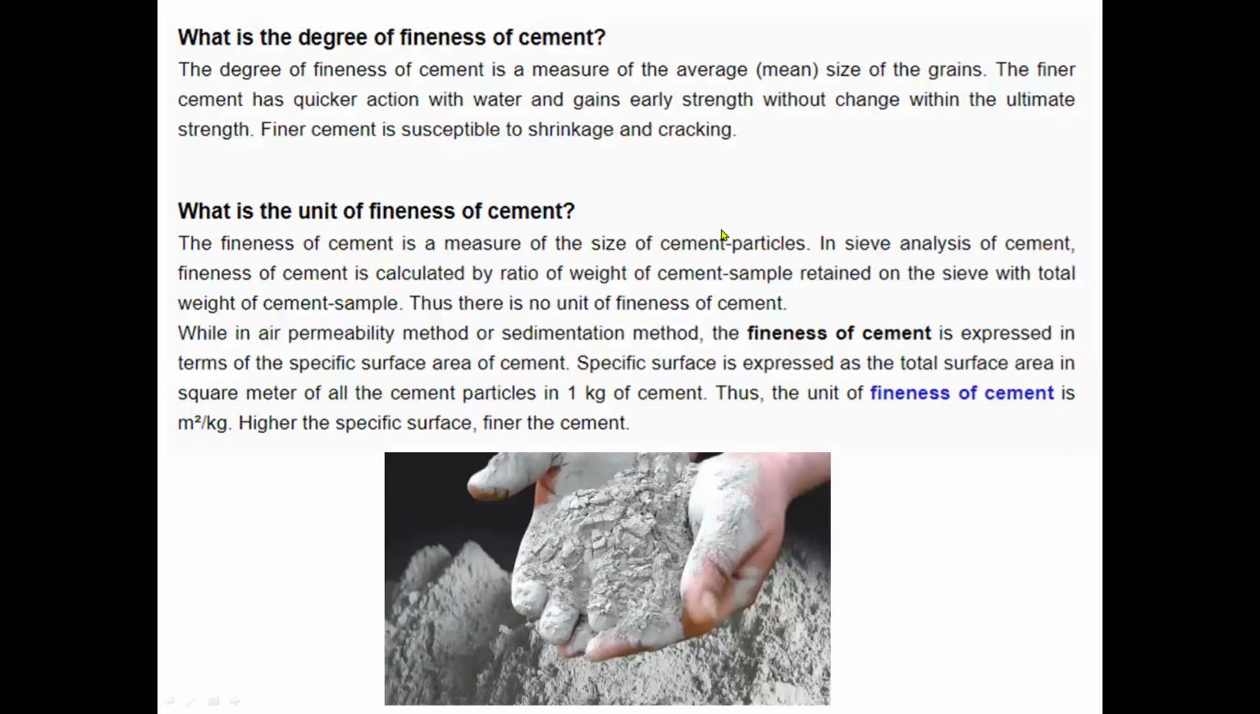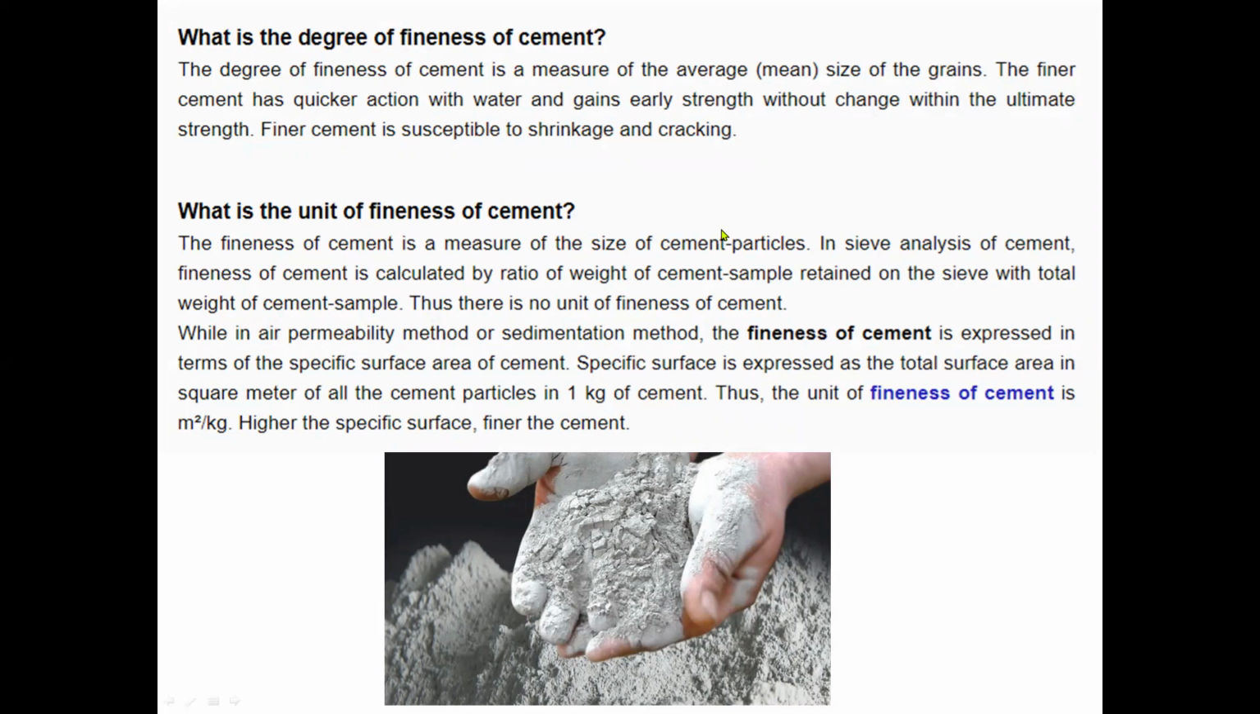What is the degree of fineness of cement? It is actually a measure of the average size of the grains. The finer cement has quicker action with water and gains average strength without change in the ultimate strength. Finer cement is susceptible to shrinkage and cracking.